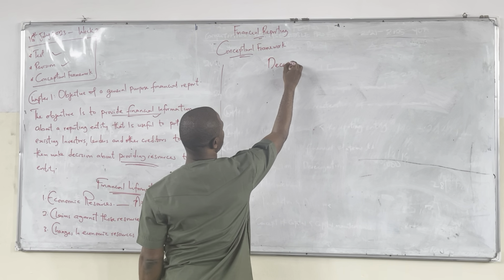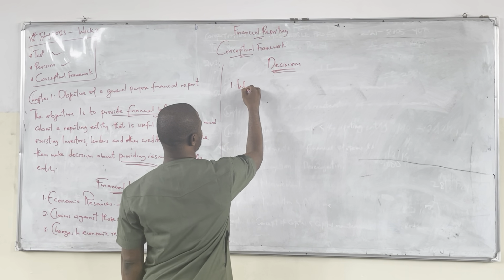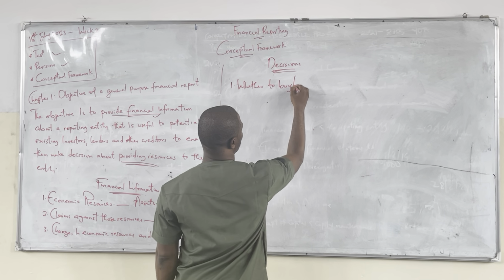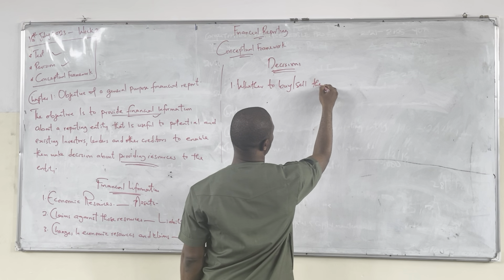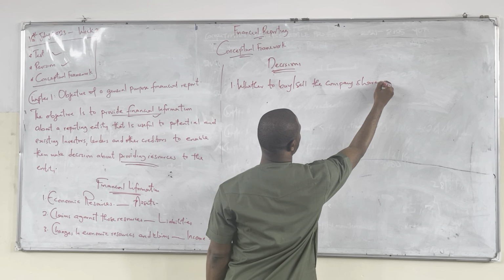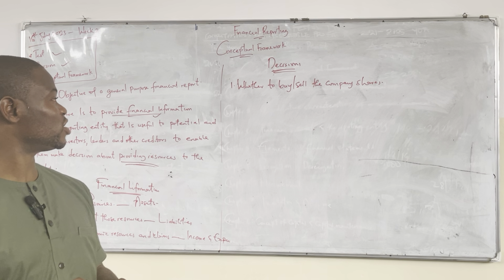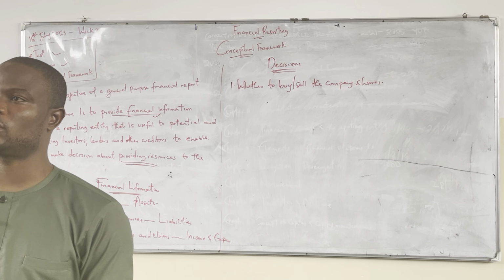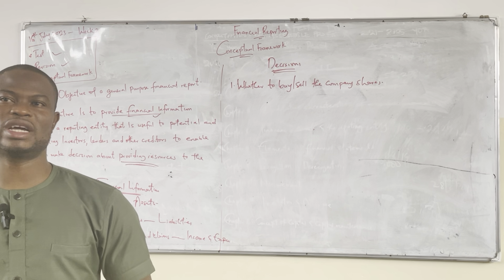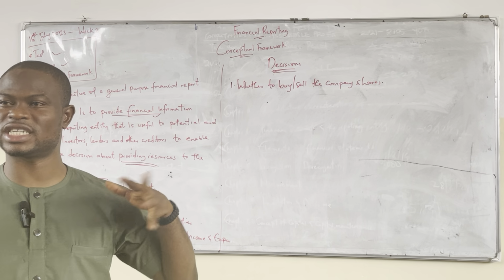Decisions that the primary user make. Number one is what? Whether to buy or sell the company's what? Shares, or the entity's shares. That's a major decision. And who wants to make this decision? The investor, majorly. So by the time he sees your financial information, he will make a decision whether he wants to continue to buy more of your shares or whether he should just exit and sell your shares.